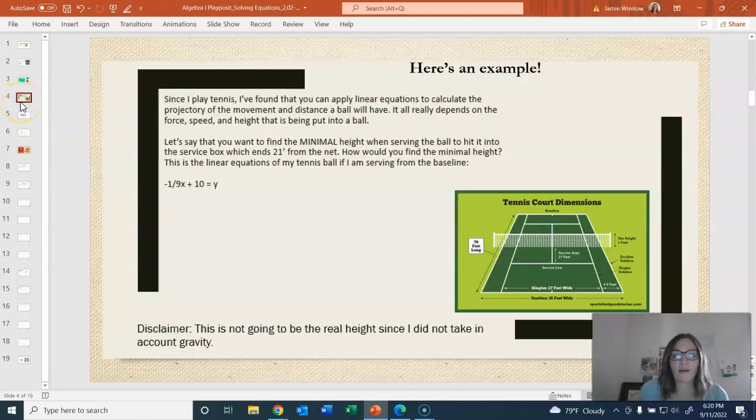I'll show you an example from 2 years ago. A student made this and she actually plays tennis. So this is kind of what spurred her idea. And she found that you can actually apply linear equations to calculating the trajectory of the movement in the ball and how far it's gone, depending on force, speed, and height. And you can see her example here. So this is a linear equation. For the extra credit, you want to have a narrative like this. An image would be great. And then, of course, your equation. So those 3 things are what you'll need to get the full extra credit points.